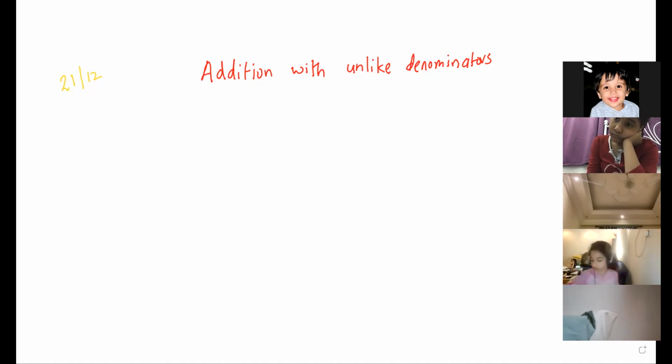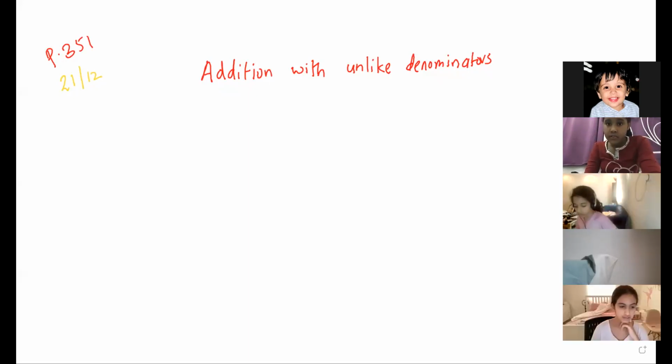Page 351. Girls, what can you see on the screen? I can see addition with unlike denominators. And then you need to write investigate. That is your first page.